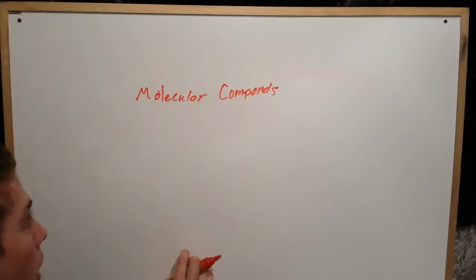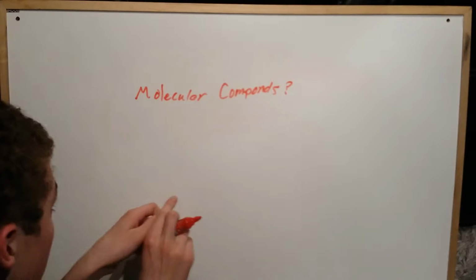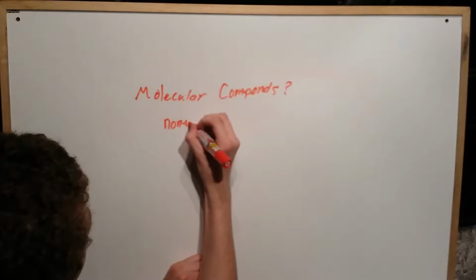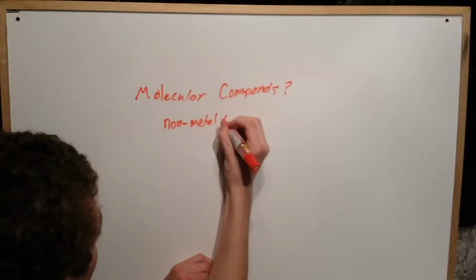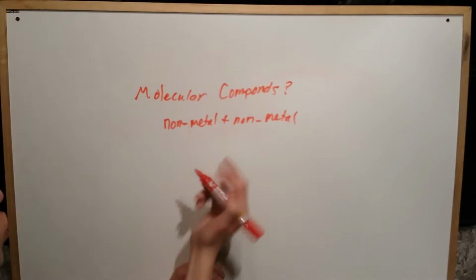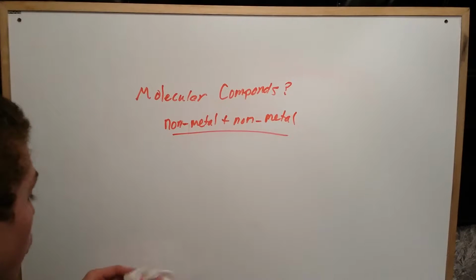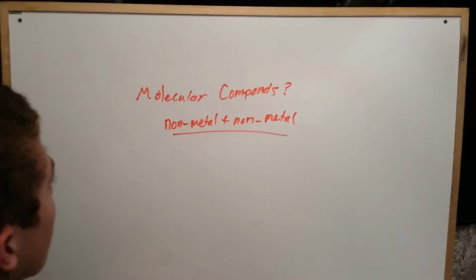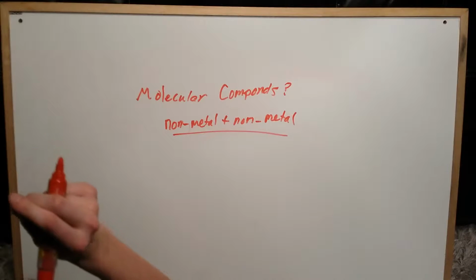So molecular compounds. What is a molecular compound? Well, a molecular compound is two nonmetals put together. Nonmetal plus nonmetal. Normally that'll be the last to the right of the periodic table, and normally they're gases at room temperature.